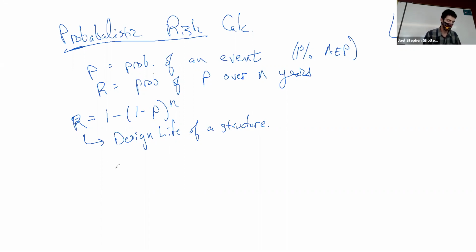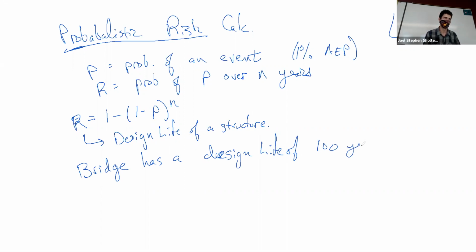So if we want to, for example, say a bridge has a design life of 100 years. We got that old railroad bridge out there near Fifth Street, going over to Orchard Mesa. I bet you that thing's over 100 years old. Still rocking. That's an old bridge.